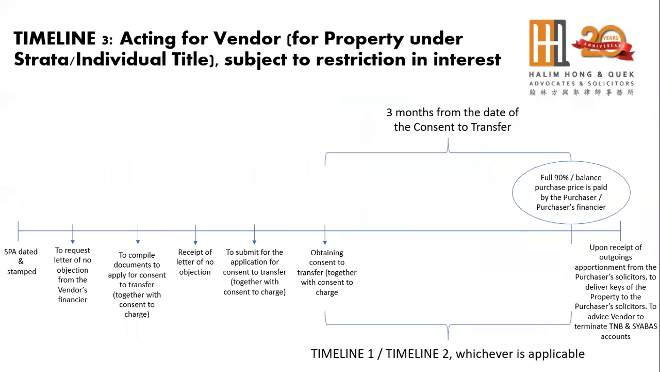Okay, so timeline number 3, if the property is subject to restriction in interest. So the 3 months, right, it will be from the date of the consent to transfer, the date of the consent letter. So as a vendor lawyer, you need to request for letter of no objection from the vendor's bank first, because the property is charged to the vendor's bank. So you always need to get their approval. And then you have to compile documents to apply for consent, as discussed earlier.